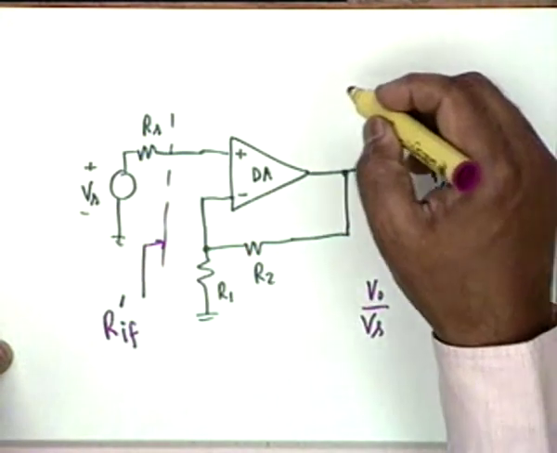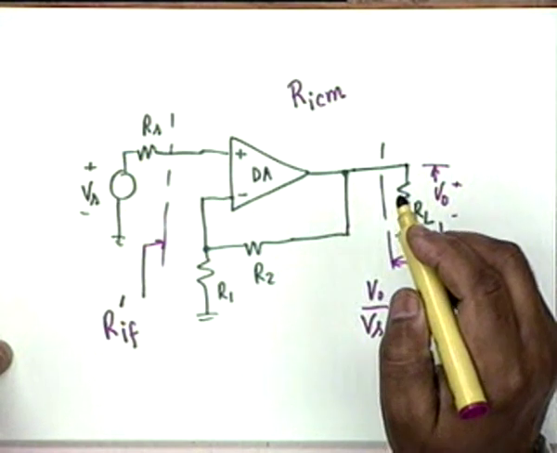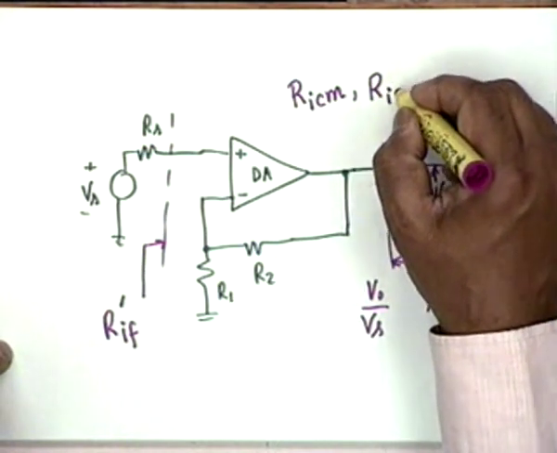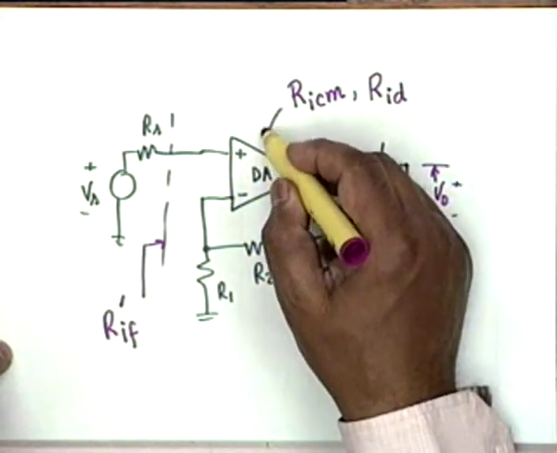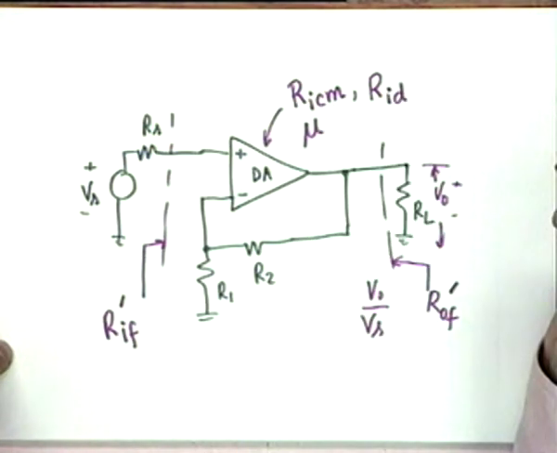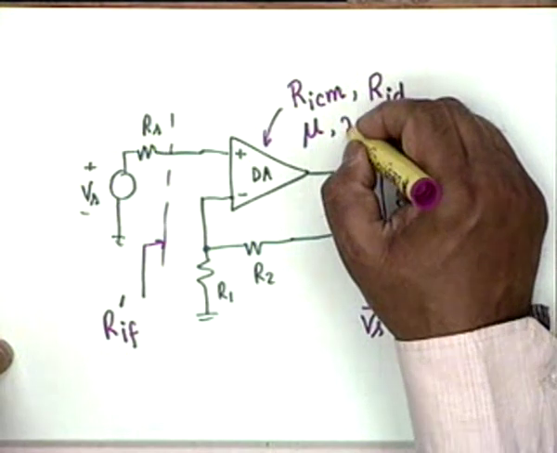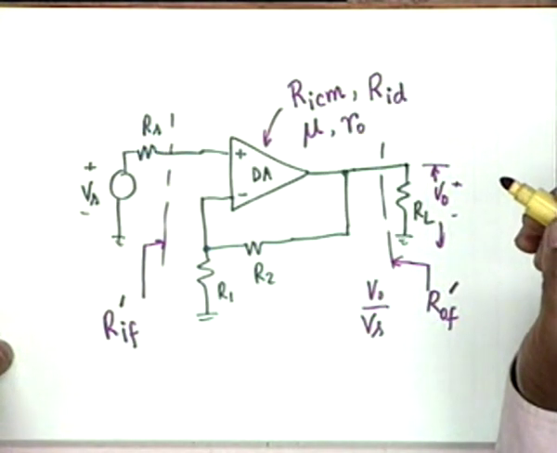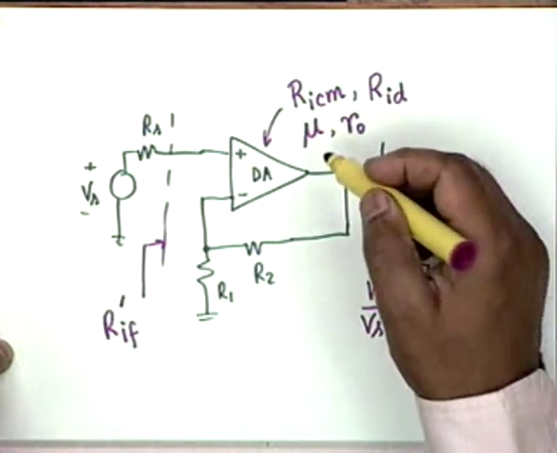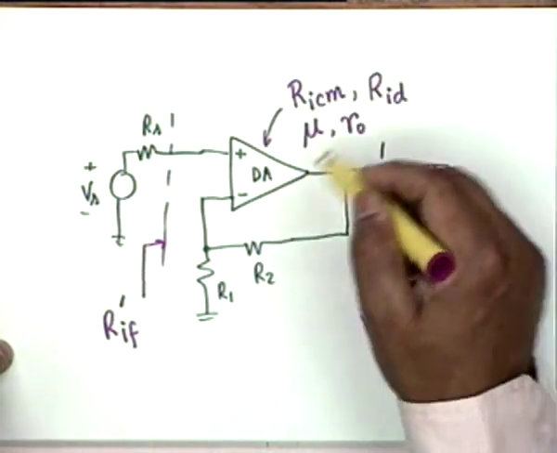The differential amplifier, it is given that the common mode input resistance is RICM and the differential mode input resistance is RID. It is also given that the open circuit voltage gain, the differential mode gain, is mu, that is AD is equal to mu, and that the output resistance of the differential amplifier is small r0. Capital R I shall be using for the basic amplifier, for the feedback amplifier and so on, so I use this symbol small r. I also do not use capital A for obvious reasons, because I do not want to confuse. These are the parameters of the basic amplifier.